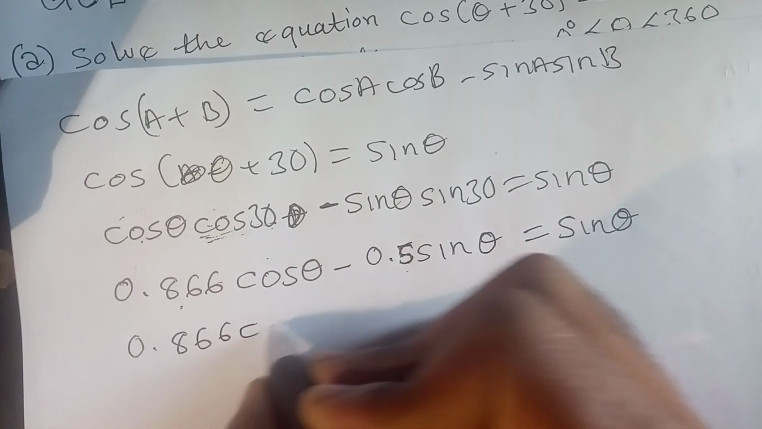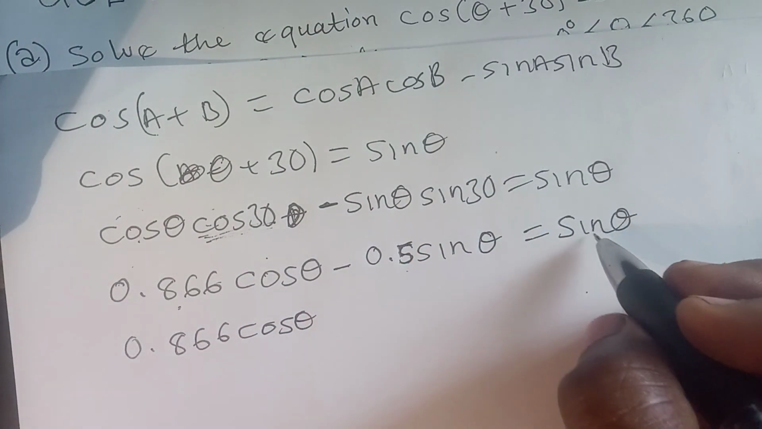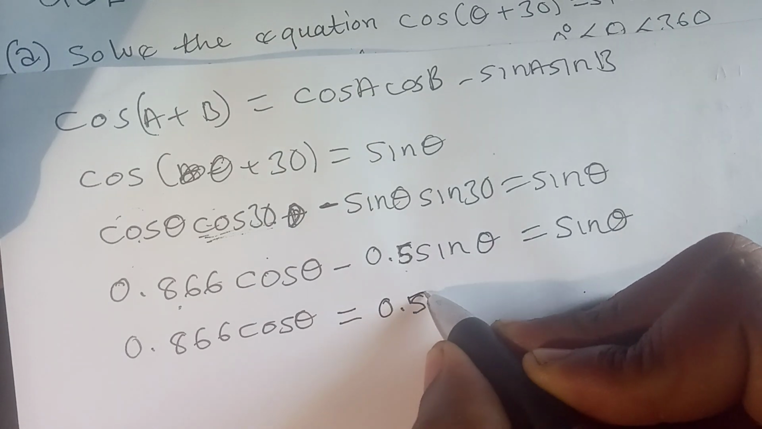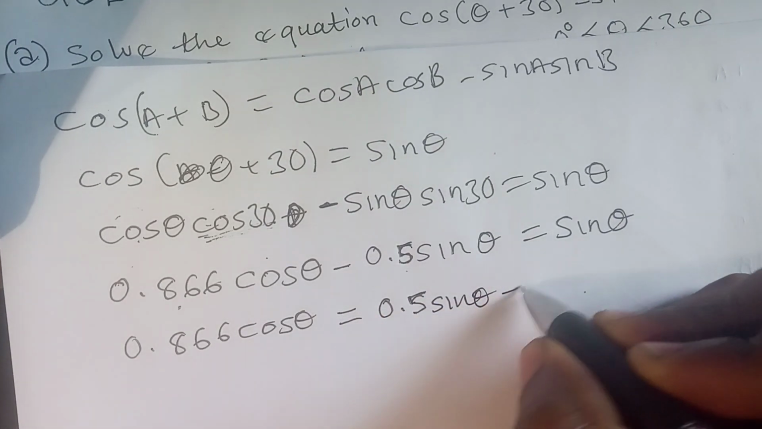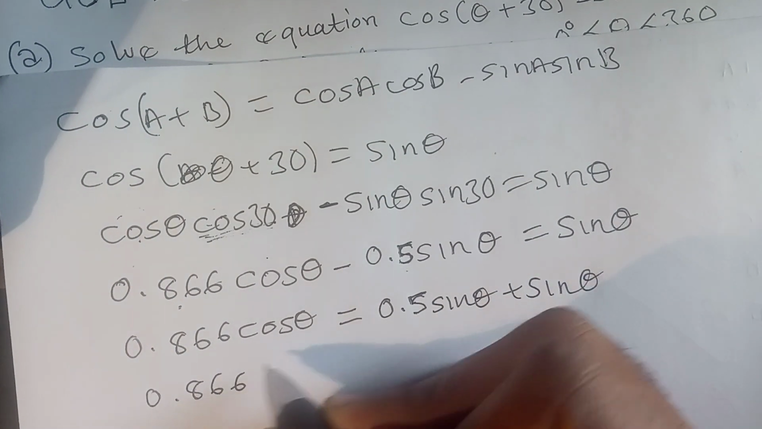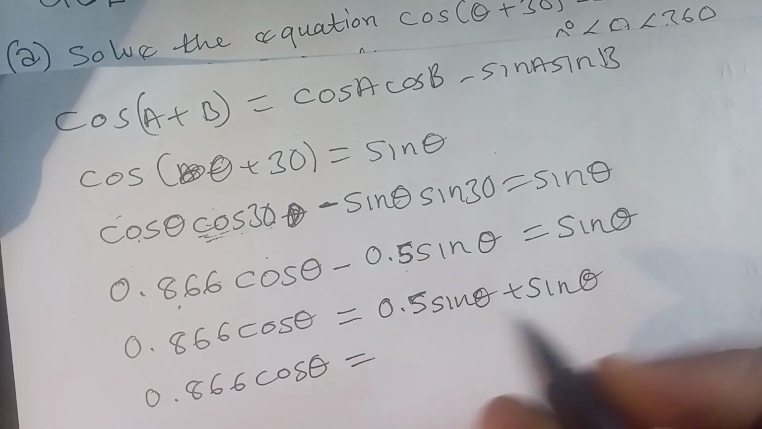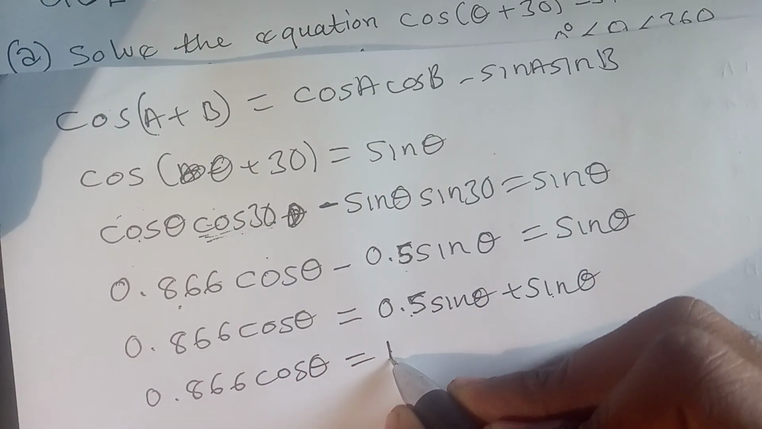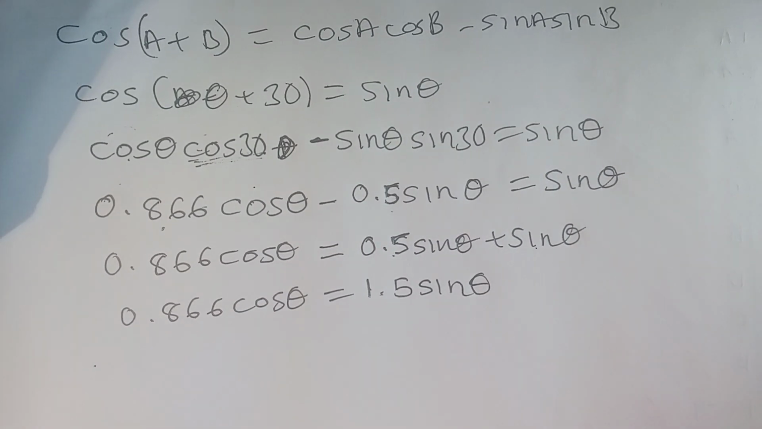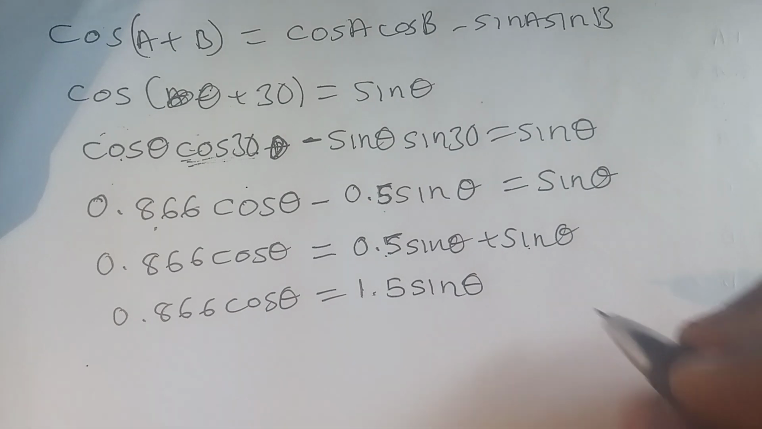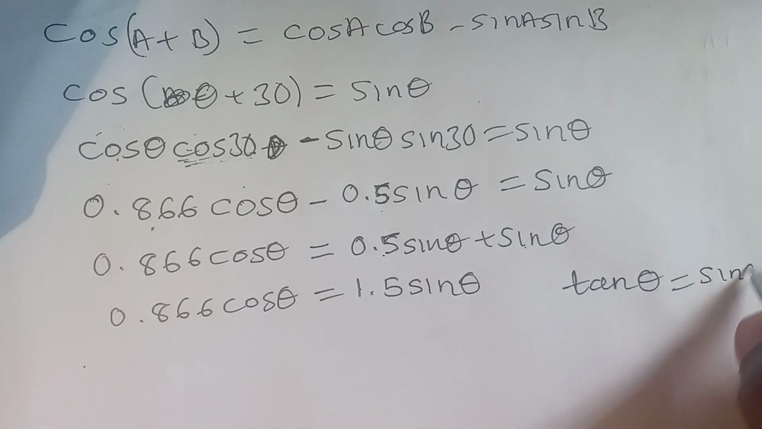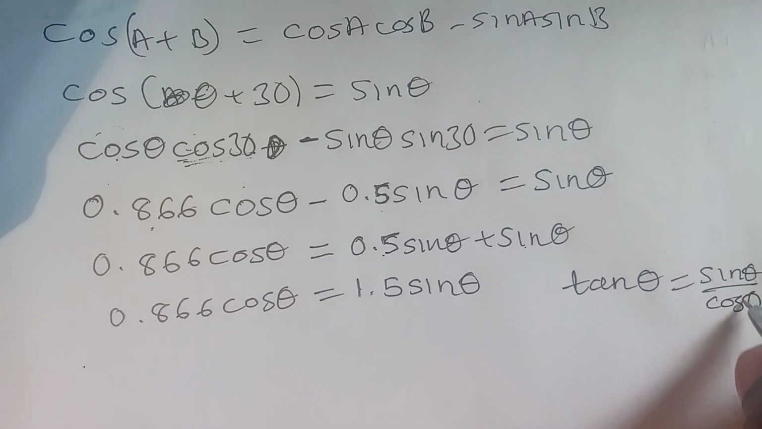So I can take the sin theta to the other side and add it to this. So this one will be 0.5 sin theta plus sin theta. And then we have 0.866 cos theta. Then when you add these two, you have 1.5 sin theta. So at this stage, you want to introduce the tan. But remember that tan theta is defined as sin theta over cos theta.